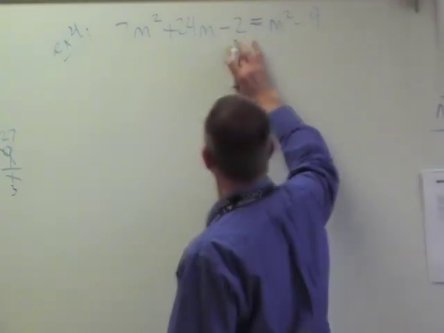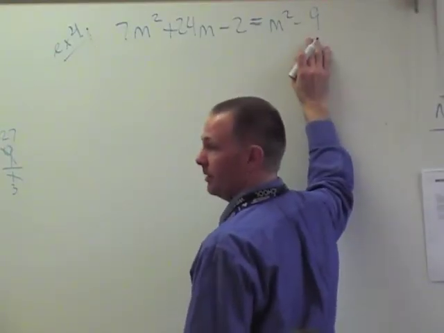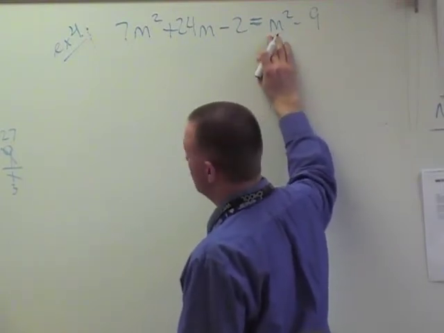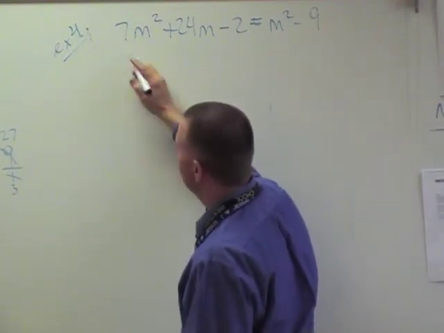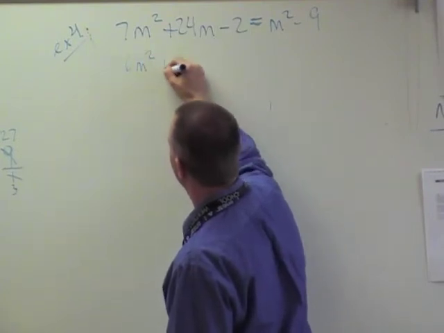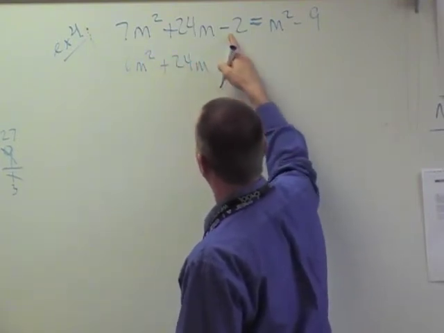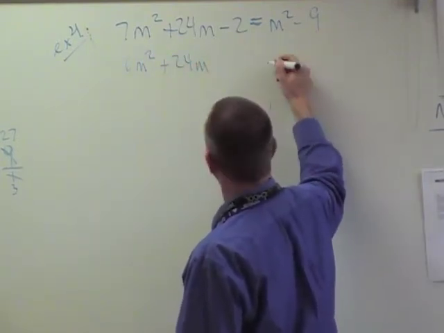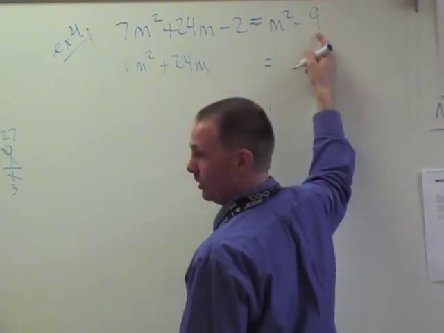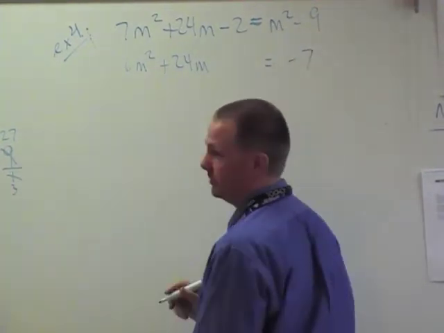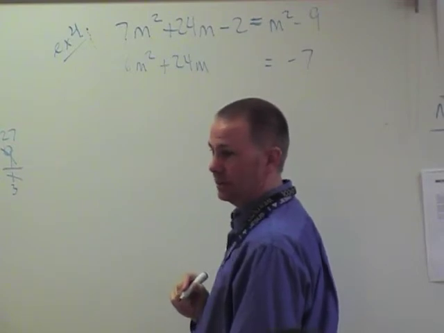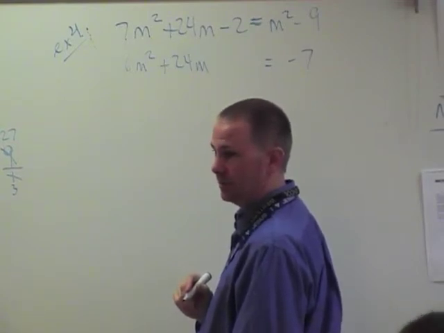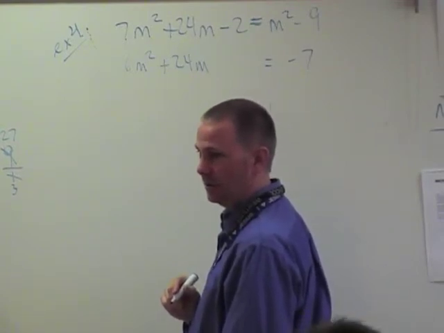How about we first get the letters on the left and keep C on the right. So let's subtract this 1m squared over here. So it's 6m squared plus 24m. And add the 2 to this part, because you've got to get C over here. -7. It's ugly, isn't it? Yeah. I really don't want to do this wrong.